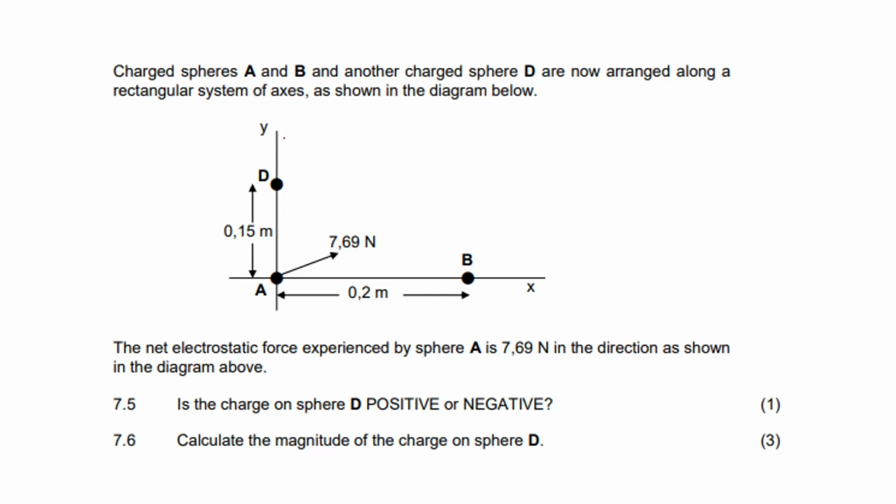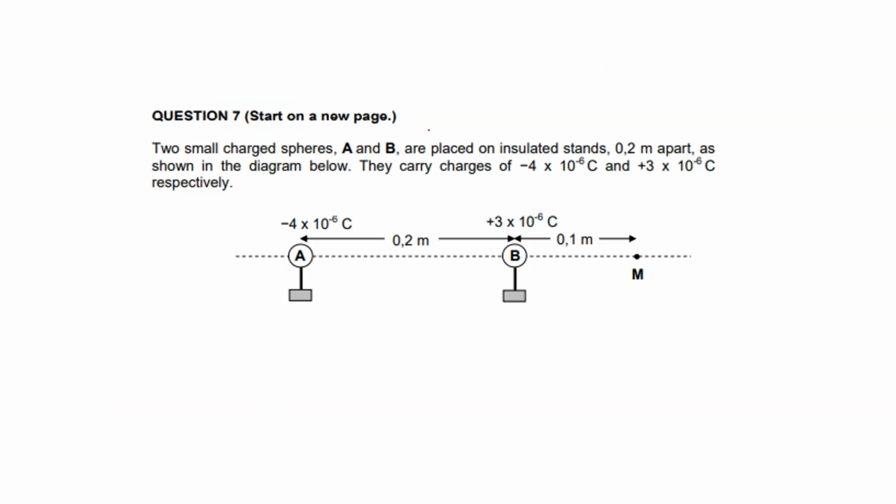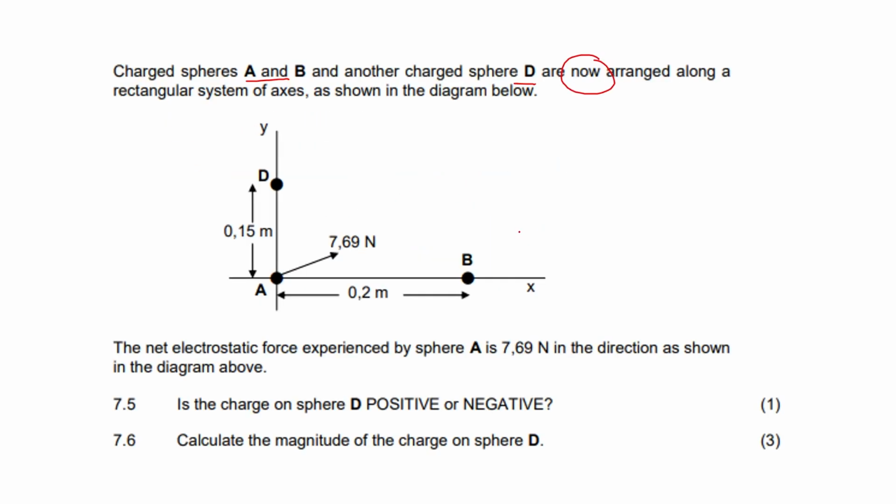Hi guys, let's take a look at this question where we have charged spheres A and B and another charge D that are now arranged. That means it comes from a different question, right? In the previous question, they told us that we have charges A and B and they gave us these charges, -4 times 10 to the power of -6 and +3. Let's just jot it down here.